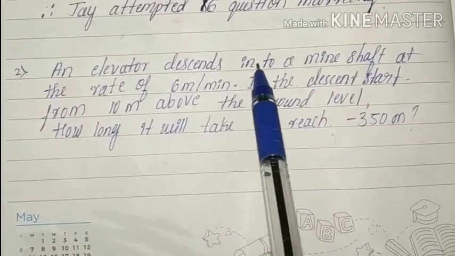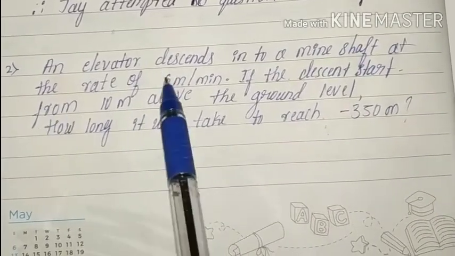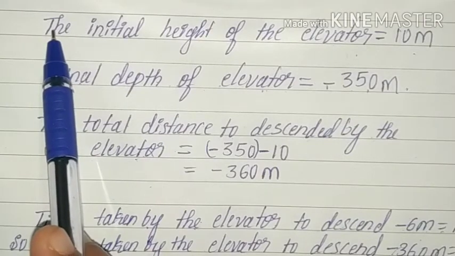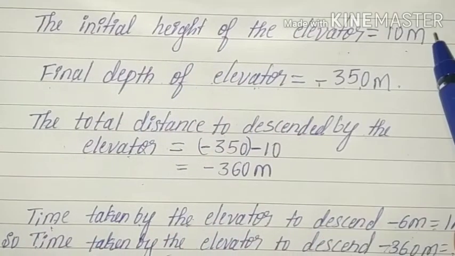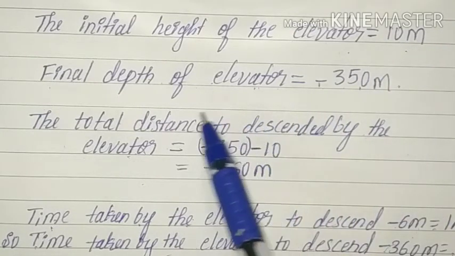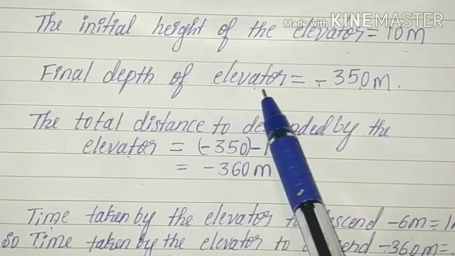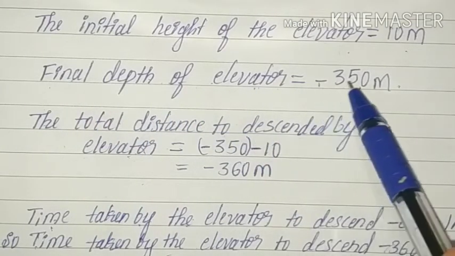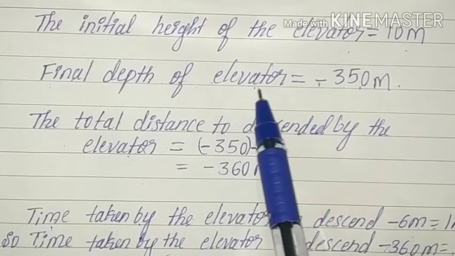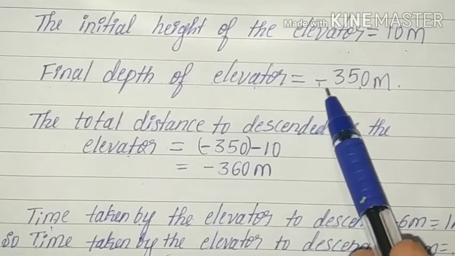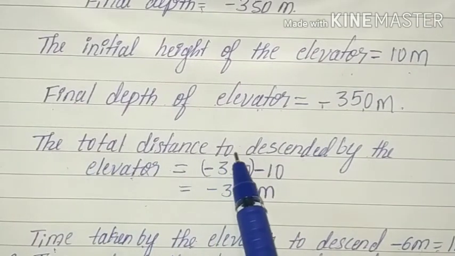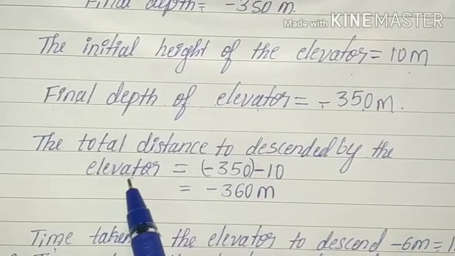An elevator descends into a mine shaft at the rate of 6 meters per minute. I solved this problem. See here, the initial height of the elevator is 10 meters. The final depth of the elevator is what? Minus 350 meters. Why are they showing a minus sign? Because the distance descended is denoted by minus. That's why.